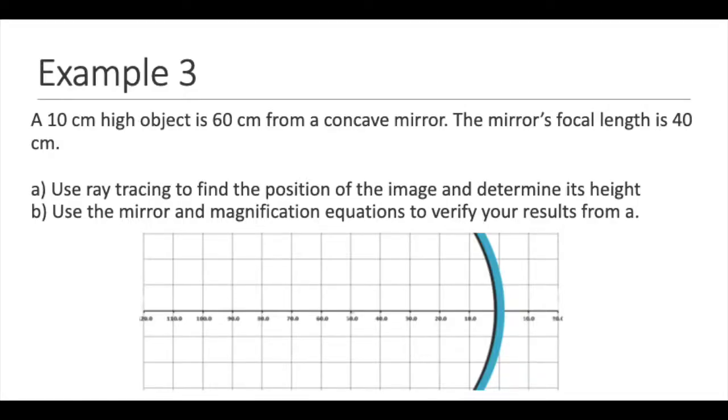Example 3. A 10 centimeter high object is 60 centimeters from a concave mirror. The mirror's focal length is 40 centimeters. A, use ray tracing to find the position of the image and determine its height. B, use the mirror and magnification equations to verify your results from A.